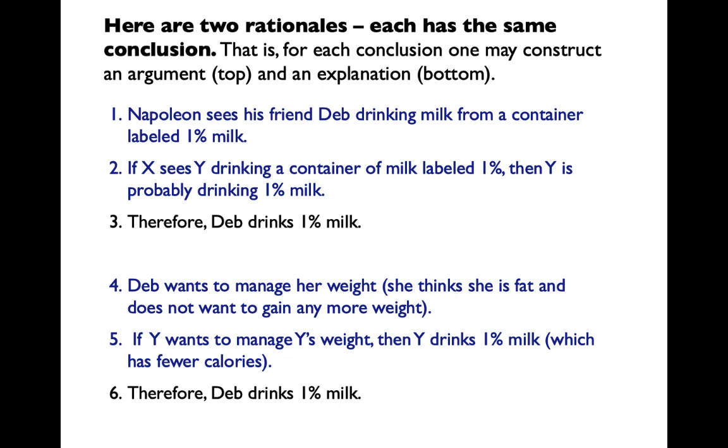Let's look at the explanation. Deb wants to manage her weight. She thinks she is fat and does not want to gain any more weight. If Y wants to manage Y's weight, then Y drinks 1% milk, which has fewer calories. General principle here. Therefore, Deb drinks 1% milk. So what explains her drinking the 1% milk is she's trying to manage her weight.